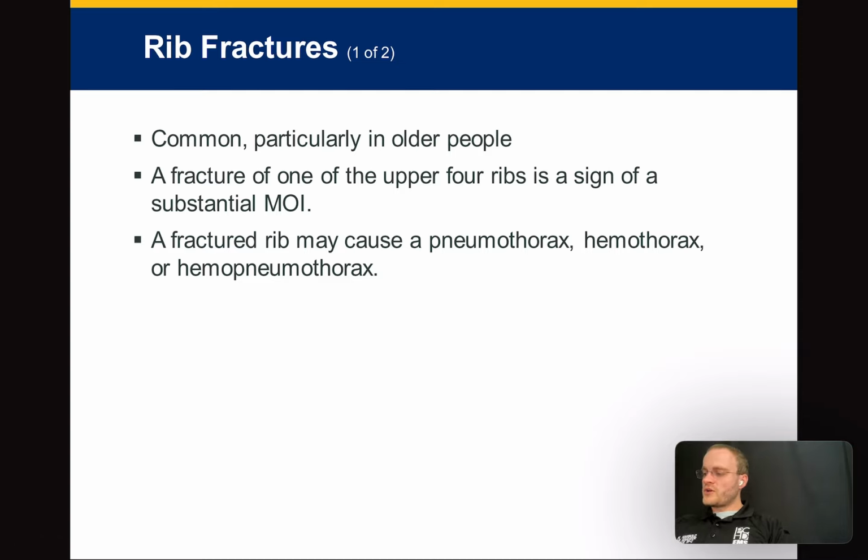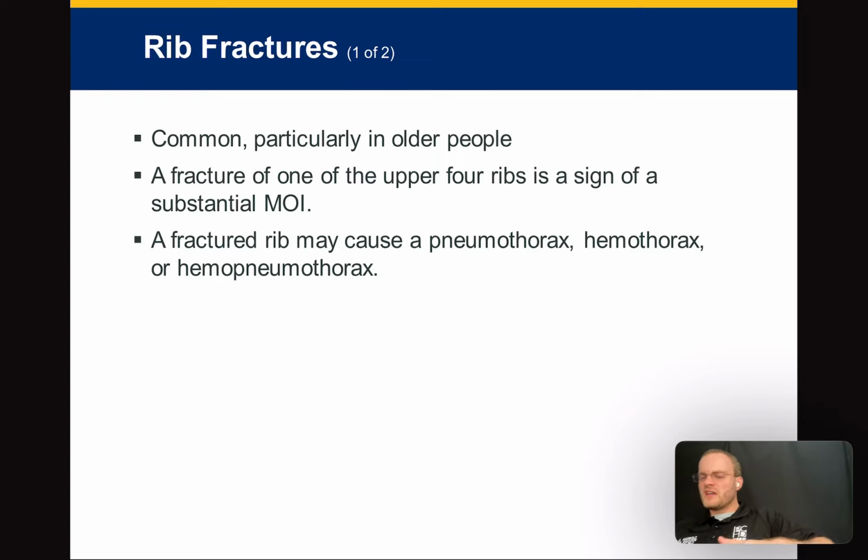Now, moving forward to rib fractures. Again, I said these are fairly common, especially in old people. The ribs become more brittle. People like babies and children have very soft, malleable ribs, so they don't break them as commonly, but old people break them very commonly. And so it's very, very painful. And a fracture of one of the upper ribs, four ribs, is a sign of substantial MOI.